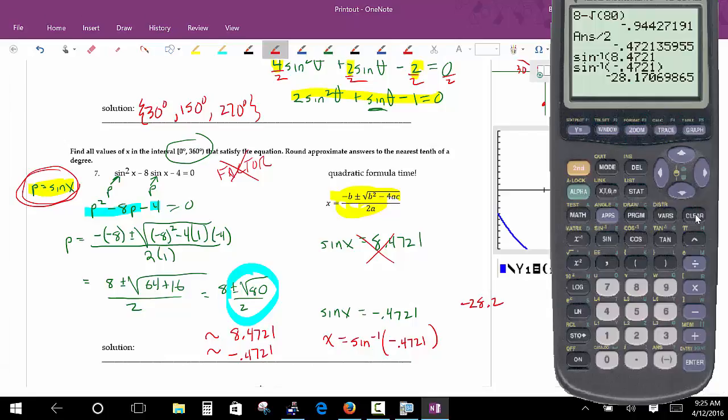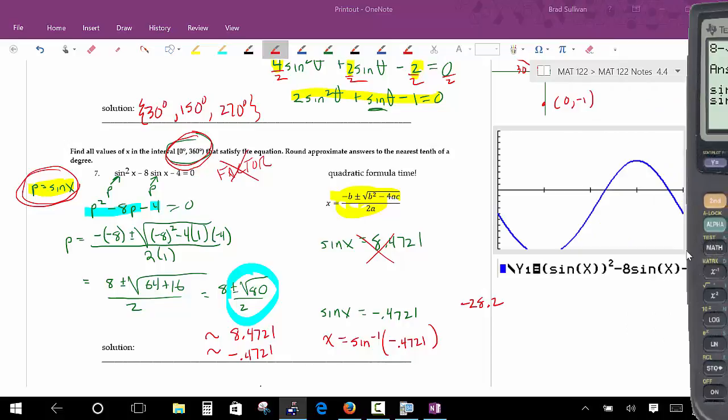All right, now we're not done because you have to give me the answers on this interval from 0 to 360. So here's what you got to kind of think about in this problem: on a unit circle, first of all, what are the two quadrants where the sine is negative?